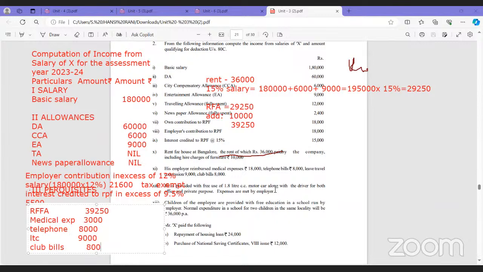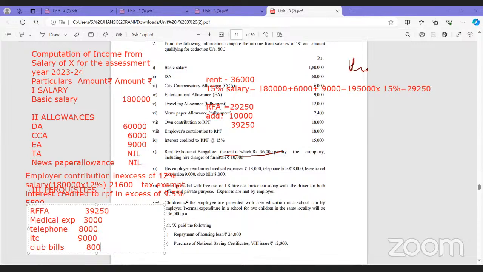This also will not be mentioned in the question. You have to remember the rule. If the car's cubic capacity is 1.6 liter cc, less or more. If it is more and expenses are met by the employee, there is a separate rule. If expenses are met by the employer, there is a separate rule. But here the expenses are met by the employer, so again 2,400 plus 900 will be taken.